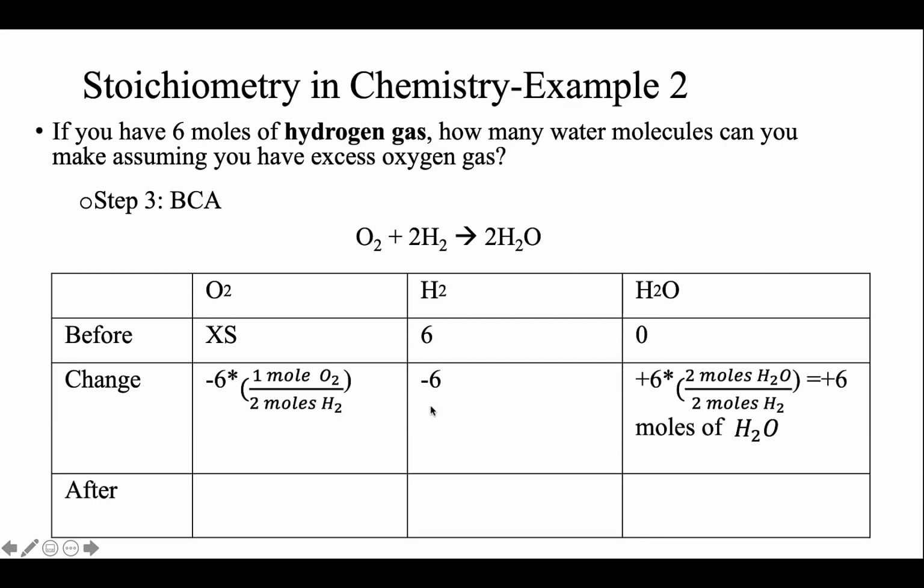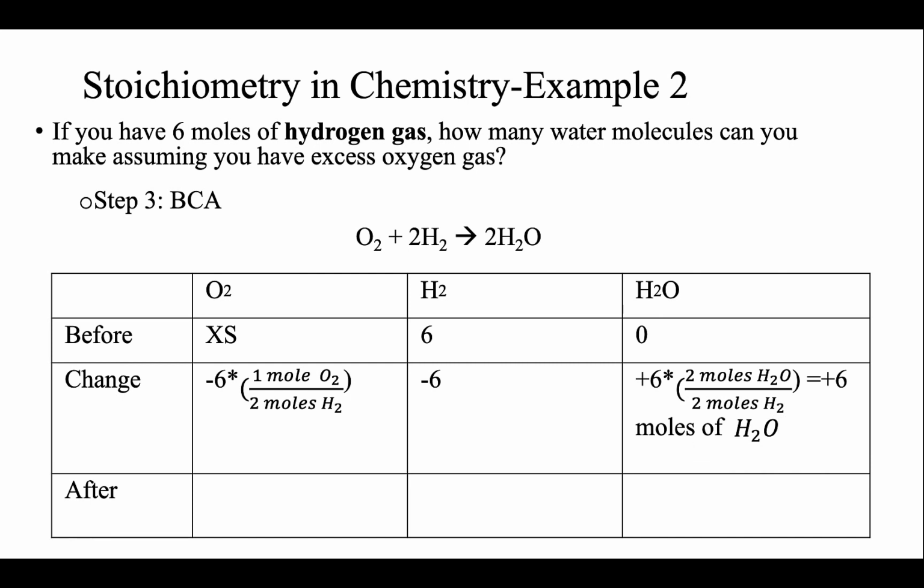And in the reaction, what happens is I'm going to consume both the oxygen gas and hydrogen gas. For hydrogen gas, because I only have a certain amount, I'm going to consume it all, unlike oxygen gas. And for water, how many will be produced? Well, I have 6 multiplied by the mole ratio between water and hydrogen gas. And that should give me 6 moles of water.